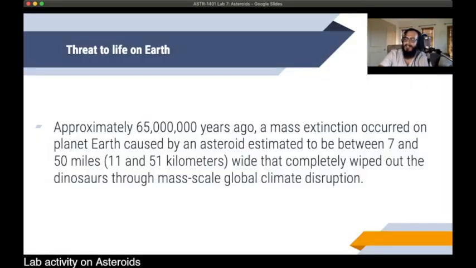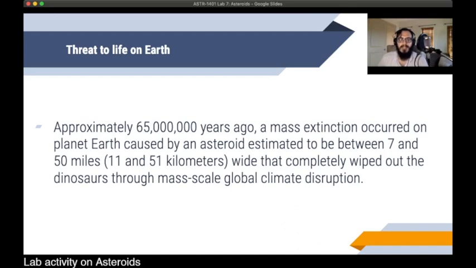Now, threat to life on Earth. Approximately 65 million years ago, a mass extinction occurred on planet Earth caused by an asteroid estimated to be between 7 and 50 miles, or 11 and 51 kilometers wide, that completely wiped out the dinosaurs through a mass-scale global climate disruption. All right. And it's pretty important to see why the Minor Planet Center functions and people contribute.